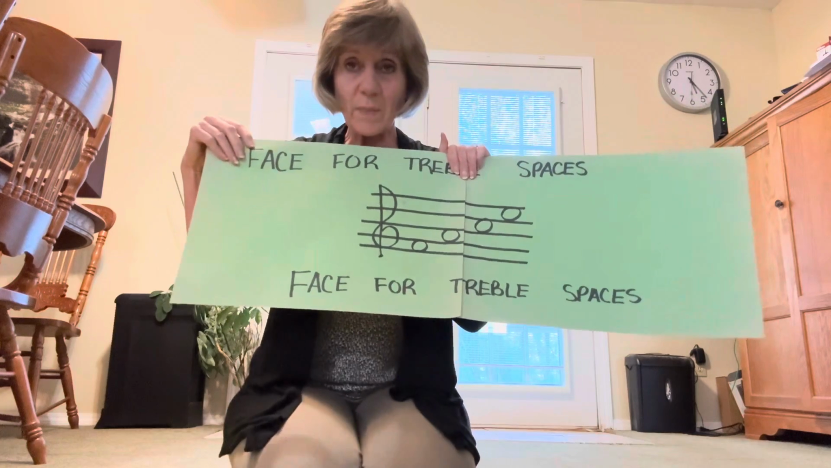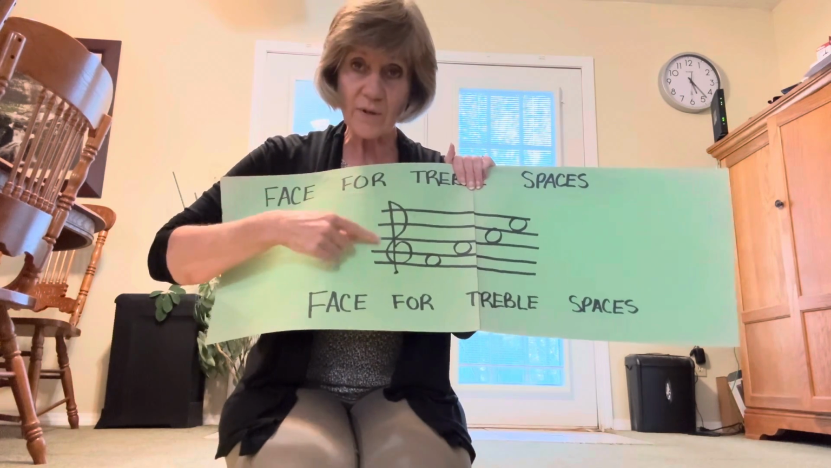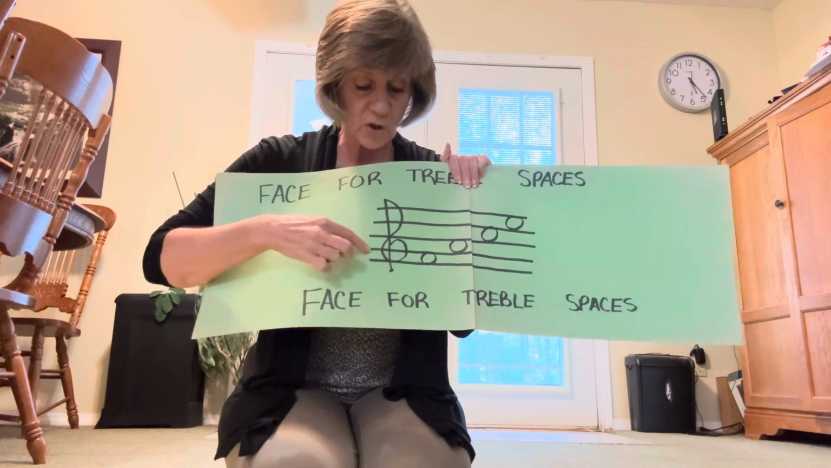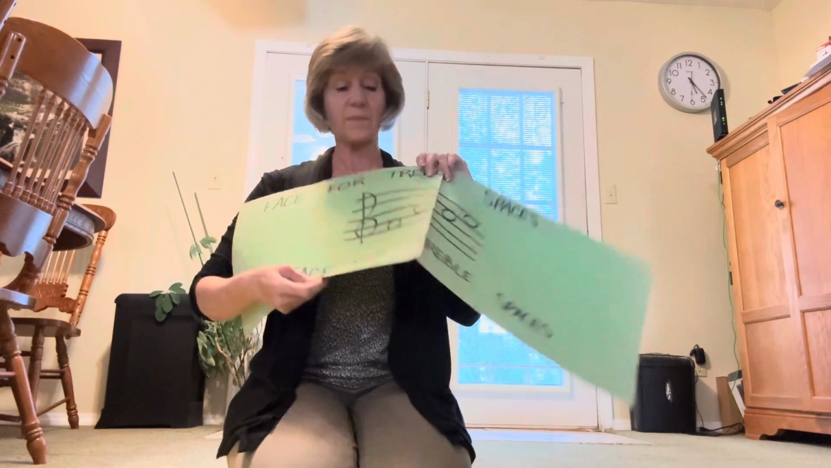And we say treble because this is a treble clef. The other name for this clef is G clef because the loopy thing goes around the G for good line. Okay, and that's why it's called treble clef.